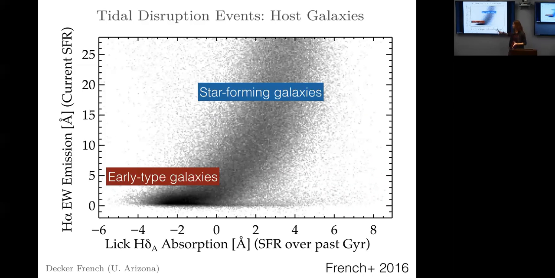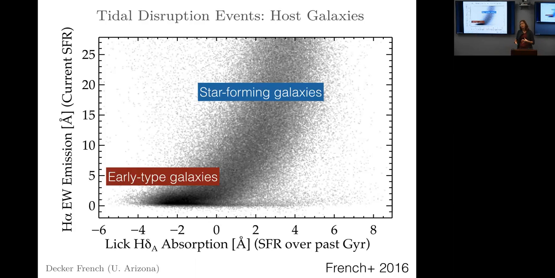You can see some familiar features in this plot. This is the blue cloud of star-forming galaxies that are forming stars now, and they have been for a while, at least the past year. And over here we have the red sequence of early type galaxies that are currently quiescent, and they haven't had star formation within the past few years. They've been quiescent for a while.